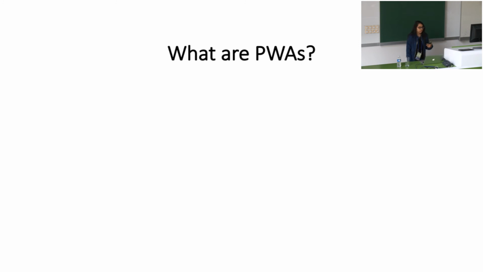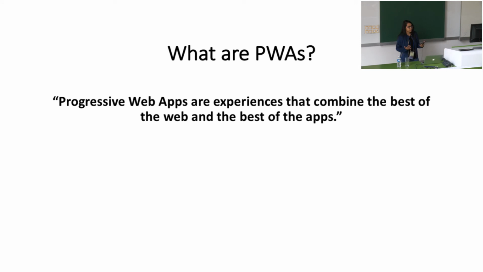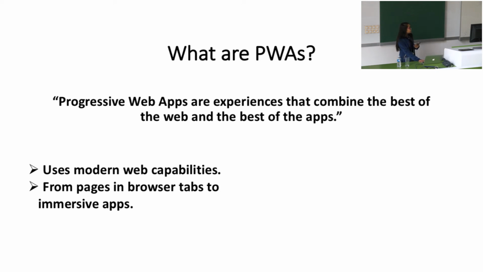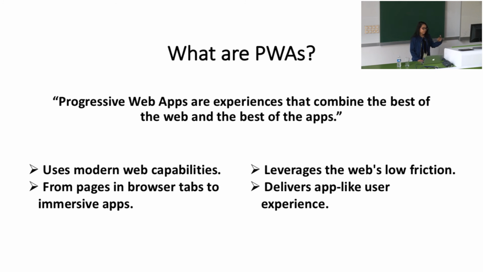Now, what are progressive web apps? It's basically an experience that combines the best of the web and the best of the native. So how do they do that? They use some of the modern web capabilities like providing offline experiences and push notifications to give you a more app-like feature for the user experience.